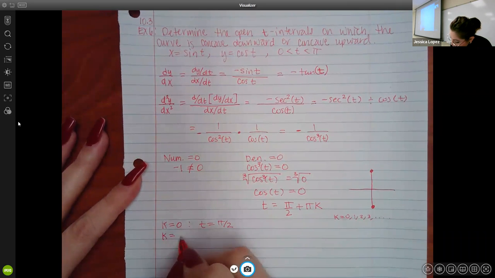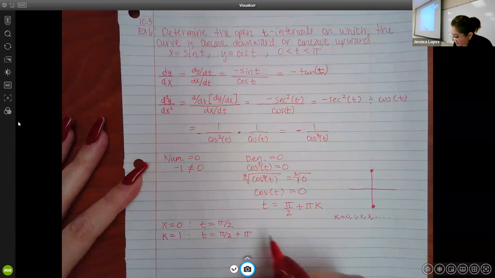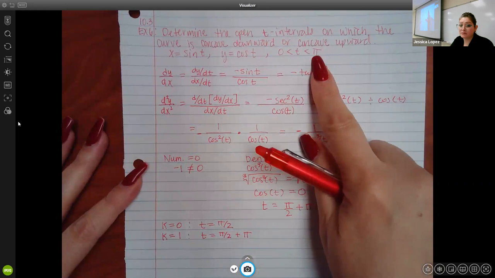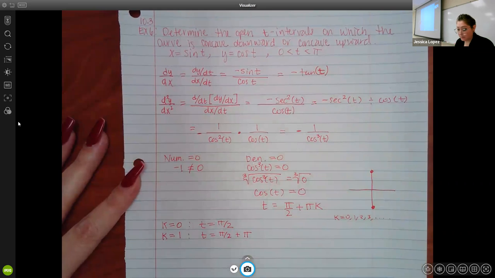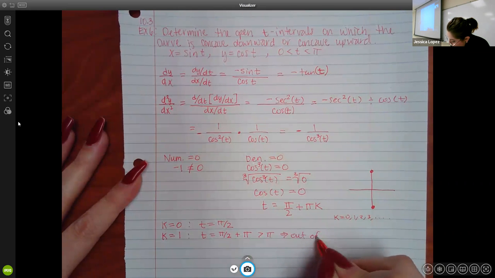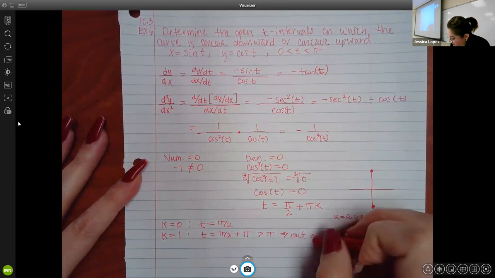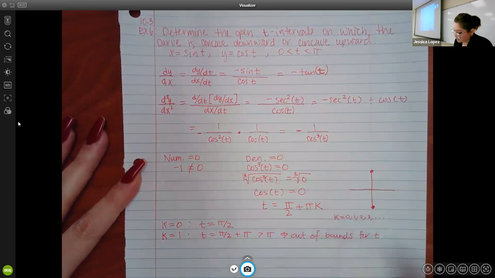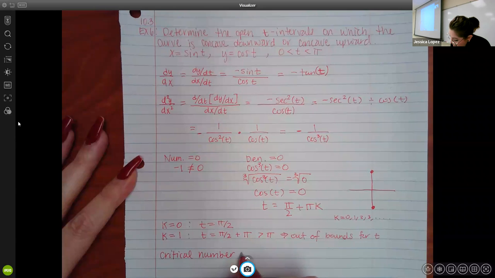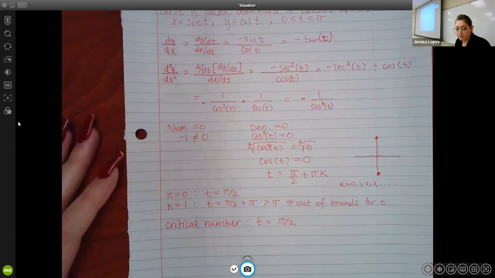If I get k equal to 1, I would have t equals pi over 2 plus pi. I don't even need to figure out what this is. Isn't it going to be bigger than pi? So it's going to be outside of my bounds, right? I'm supposed to be less than pi, not bigger than pi, okay? So I don't need to worry about any other answers. I'm only going to get one critical number, and that is t equal to pi over 2. So it's the only critical number I have, okay?